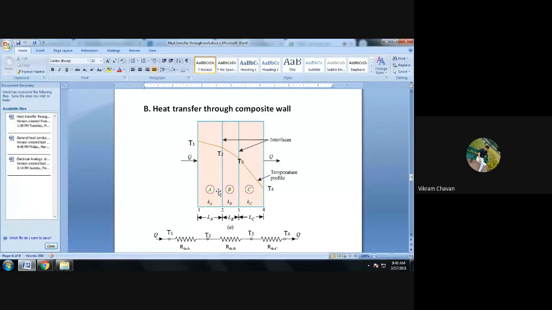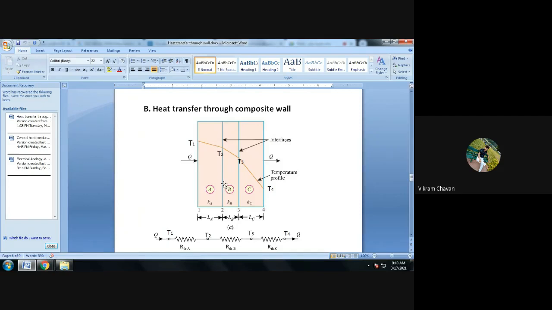Once again, we have to consider one directional heat flow, so we have considered only the one dimensional geometry of a composite wall, as if standing in front of the thickness of that particular wall. So the thickness of slab A is L suffix A, thickness of slab B is L suffix B, and thickness of slab C is L suffix C. These are the thicknesses of the respective slabs.